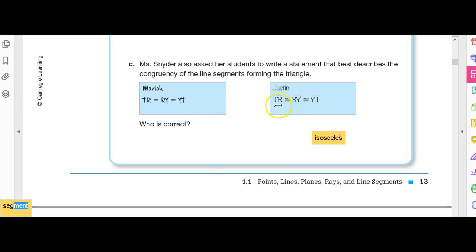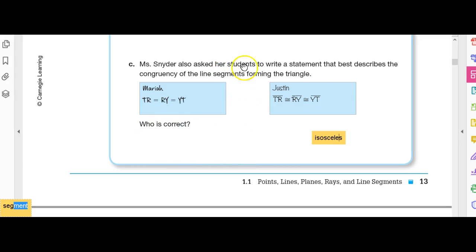Justin, on the other hand, is not saying the distances. He's saying segment TR is congruent to segment RY, which is congruent to segment YT. So here, Justin is saying the segments are congruent. Here, she's saying the distances are equal. This is true. The distances are equal, and it is equilateral. This here is saying the segments are congruent to each other. So they both said true things.